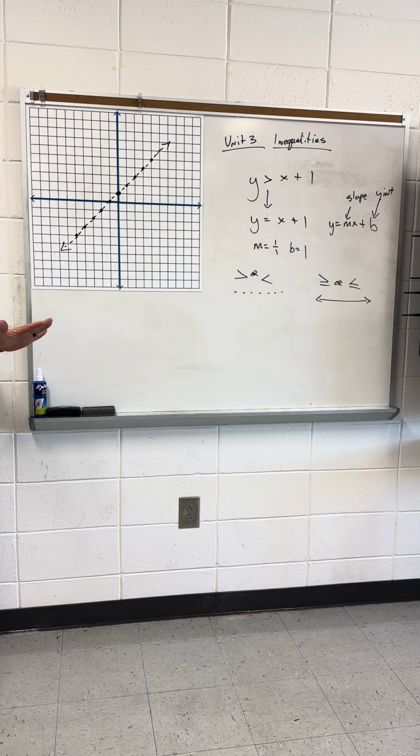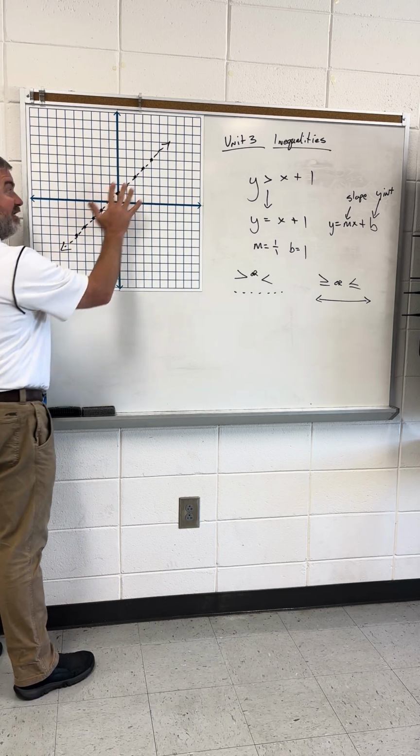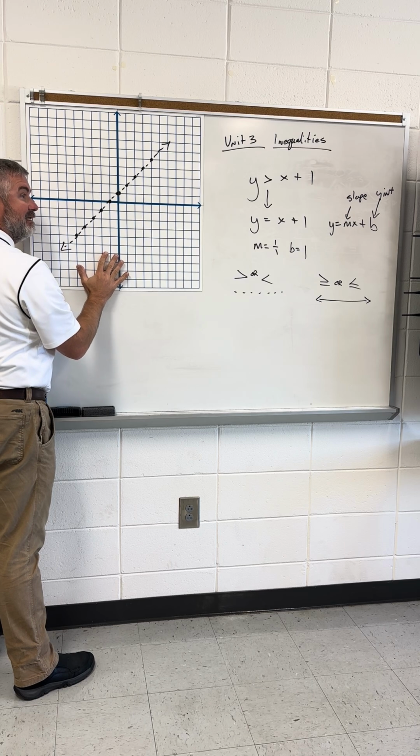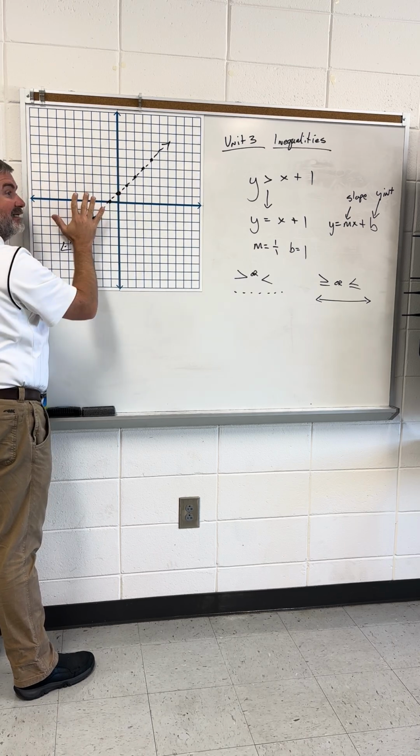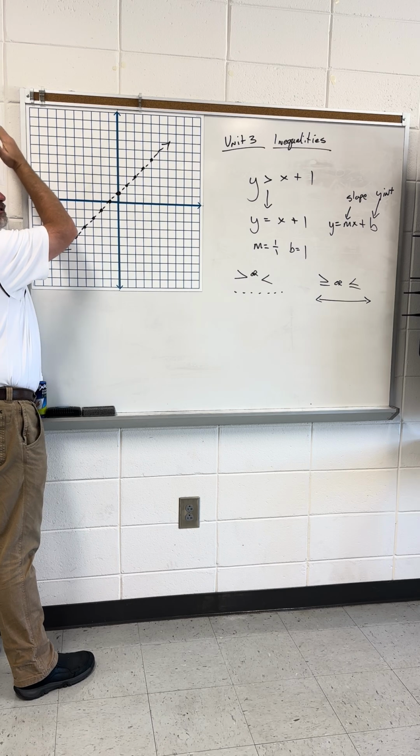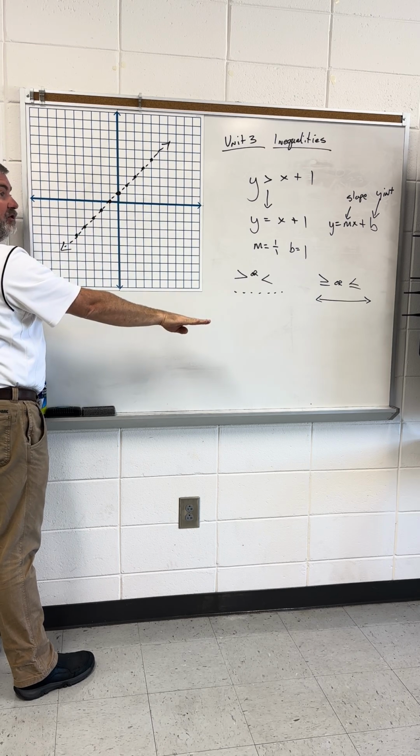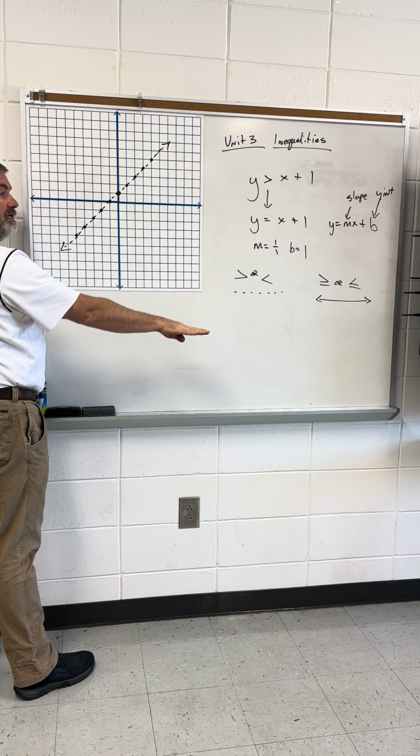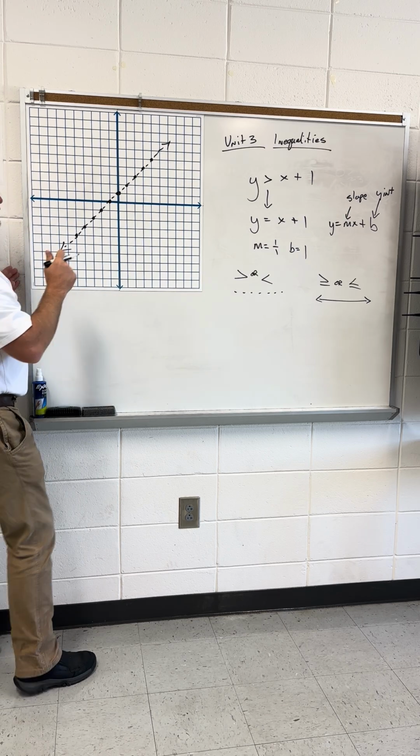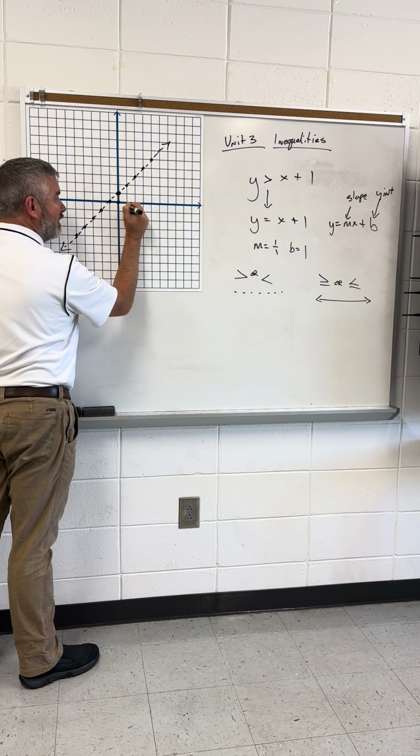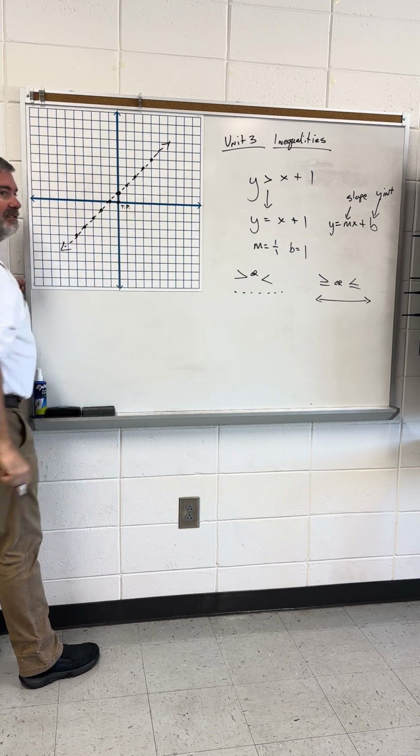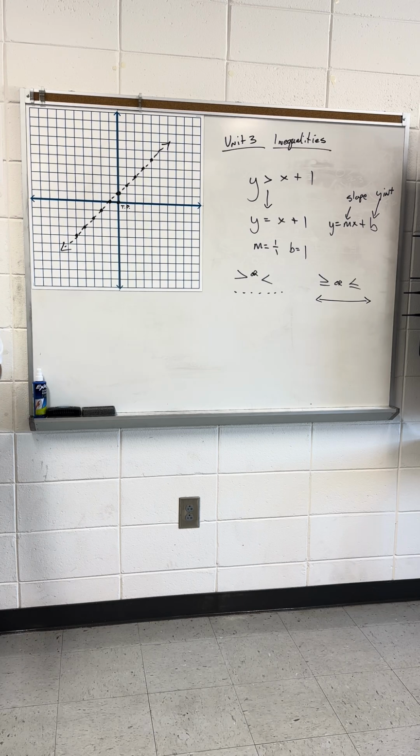Couple things we've got to do to this graph. When you graph an inequality like this, eyes up here. We have to either shade this side or we're going to shade this side. One side is the solution set and one side is not the solution set. The old school way of doing that is to pick a test point. TP, not toilet paper. Test point.